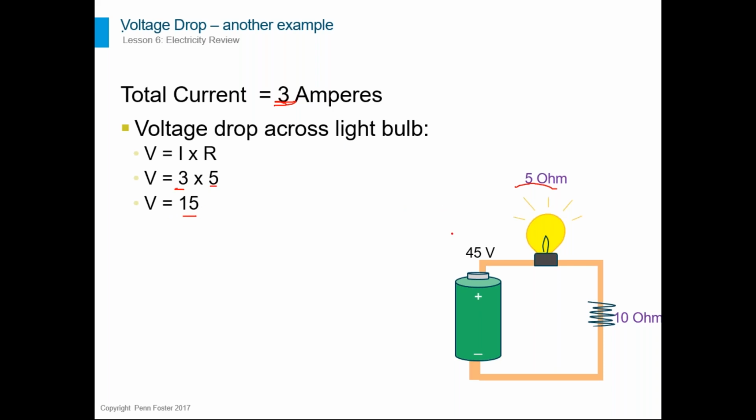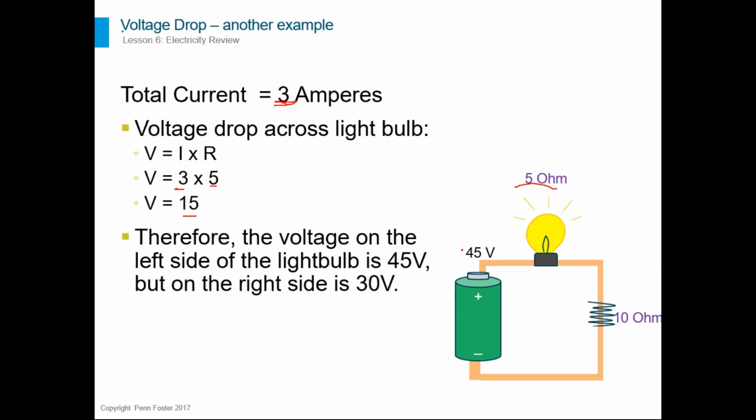Okay, so it loses 15. So we started out with 45. It's lost 15, so now it's 30 volts on the other side of this light bulb. Okay, because it lost 15.